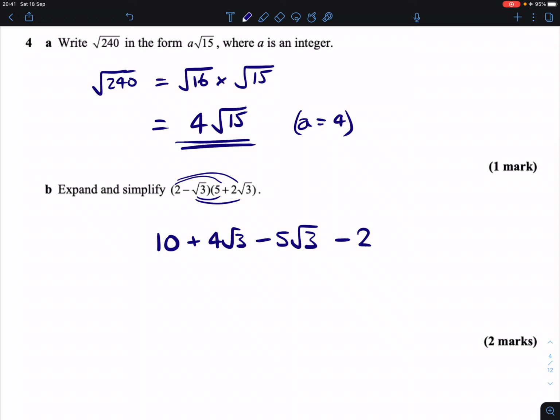times 3, or you could write it as 2 root 9, which then becomes a 3, and that last term is going to become a minus 6. And then 10 minus 6 will give us a 4, and a 4 root 3 positive, and a take away 5 root 3 will give us a minus 1 root 3, which we can just write as minus root 3.